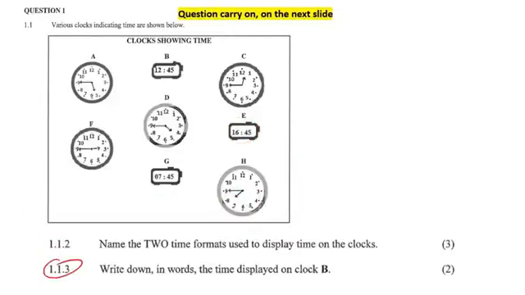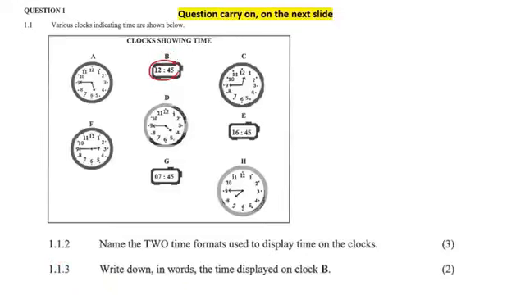Alright, this question says, write down in words the time displayed on clock B. So clock B, it's 12:45, right? So that means it's a quarter, so it's nearly 1 o'clock. So it's quarter to 1. So we can say quarter to 1.